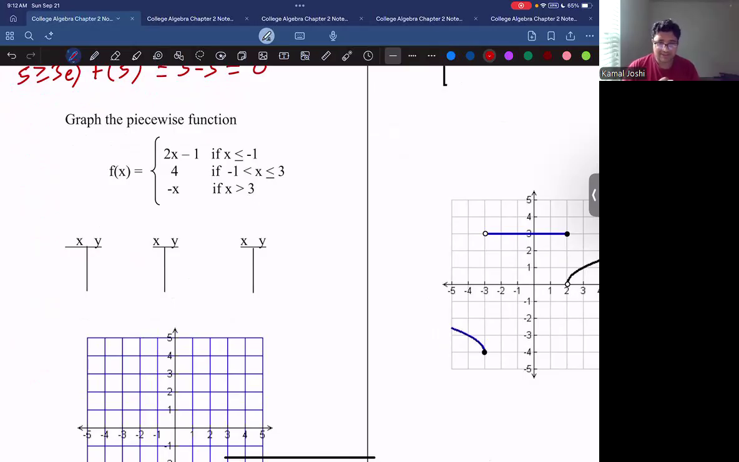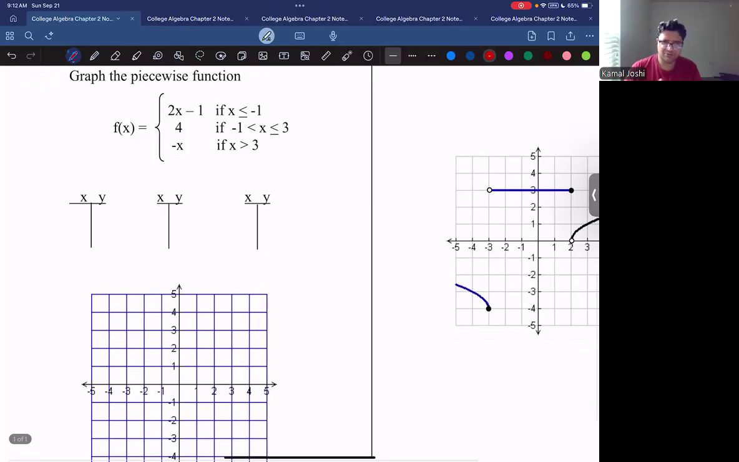Let's do this exercise together. Graph the following function. 2x minus 1 if x is equal or less than minus 1. Okay. So a simple way to do this graphing would be just find 2 points on each of them, because they are all either constants or straight lines, so it should be easy to graph.